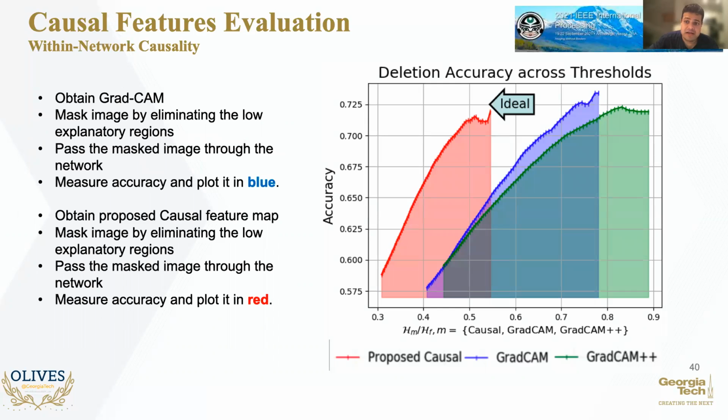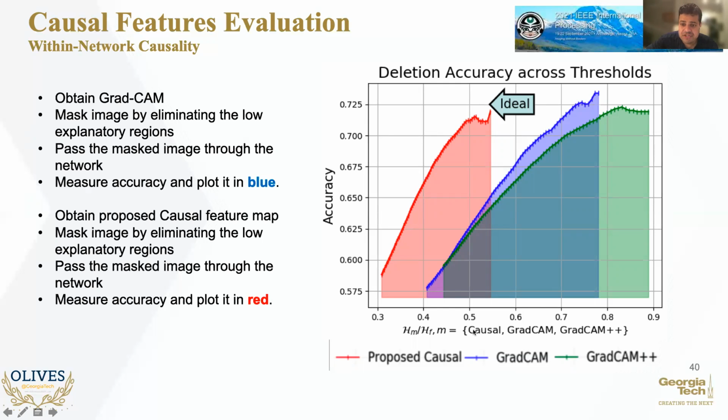The first evaluation metric, causality, measures causality within a given network. Given an image, the Grad-CAM explanation is derived and the image is progressively masked based on a threshold. This is passed through the network and its accuracy is derived. This is termed the deletion metric. Parts of the image are masked or deleted. The y-axis in the given figure is accuracy. The x-axis is a ratio of Huffman coding between the masked image versus the original image. The higher the ratio, the less is the masked portion.